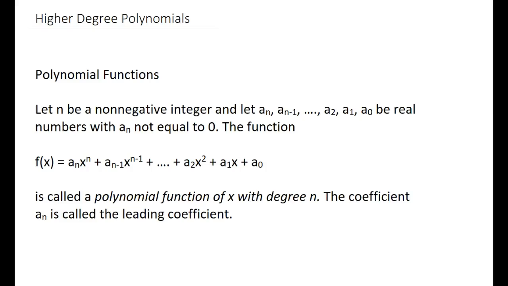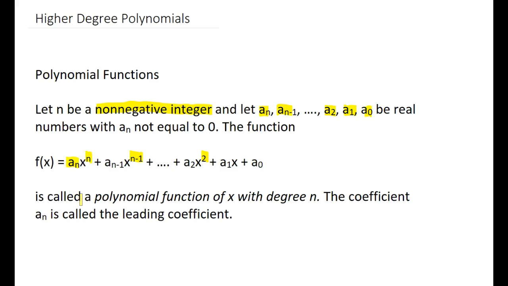All right, so let's talk about higher degree polynomials. And polynomials, this is a definition of it. It looks complicated. Here's the main thing you have to know. n is a non-negative integer, okay? So that means that every exponent is a non-negative integer, and they count down from the highest exponent down to the last. And these terms are your coefficients, okay? And the lead coefficient is not 0.